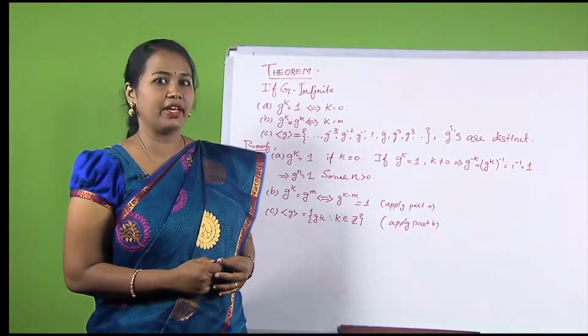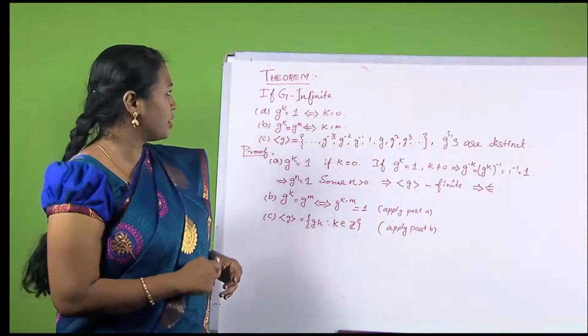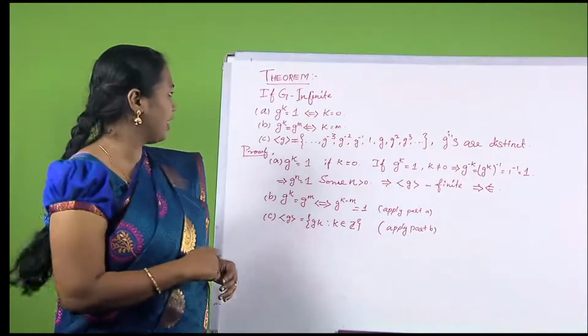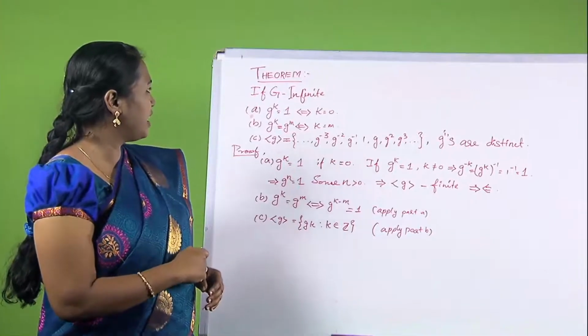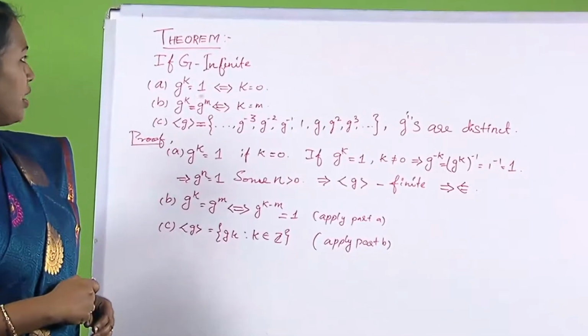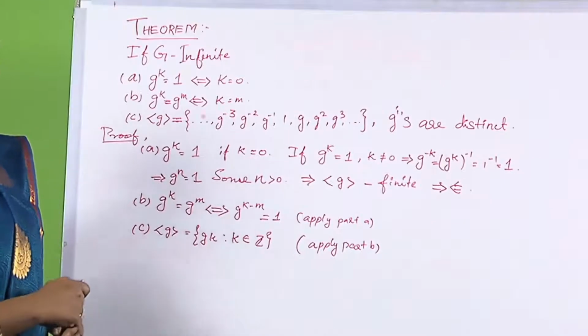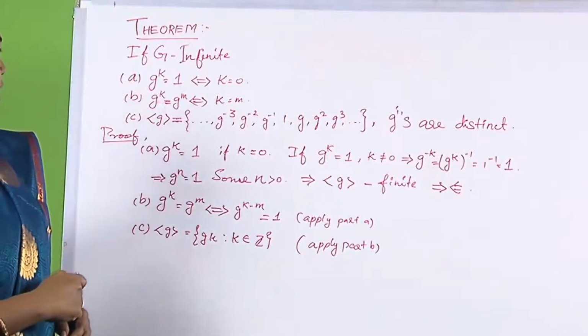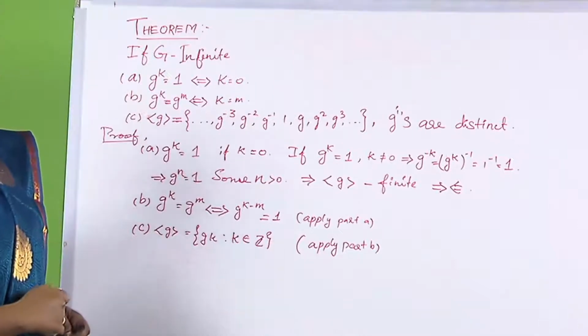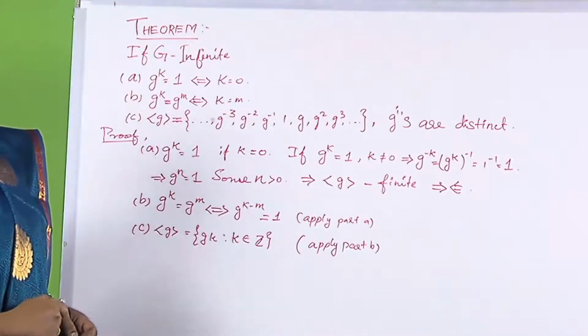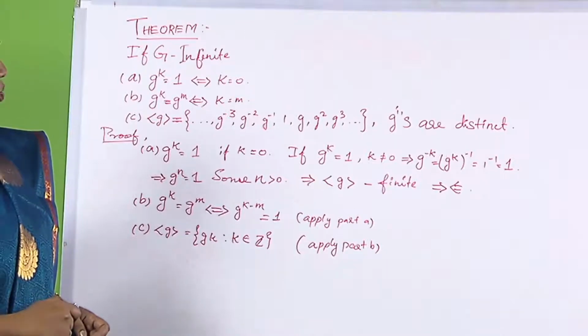Next, we shall see case 2, in which we will be discussing the cyclic subgroup generated by g when it is infinite. And therefore, the group generated by g is infinite, and these are the three properties here. Property A, g power k is equal to 1 if and only if k is equal to 0, and property B, g power k is equal to g power m if and only if k is equal to m.